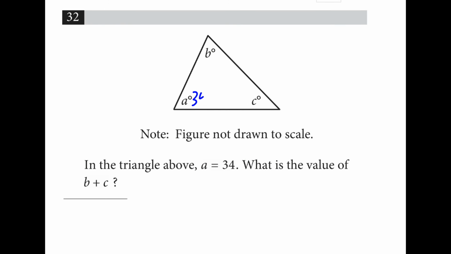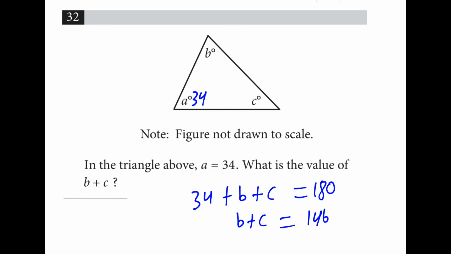So if this one over here is 34, I know that 34 plus B plus C is equal to 180. And if I just move the 34 over, I'm left with B plus C is equal to 146. And I'm done, because that's the value of this expression, B plus C. You don't have to solve for B or C.